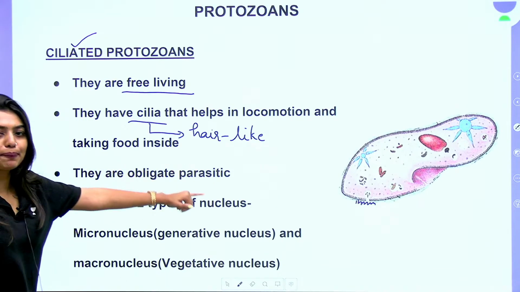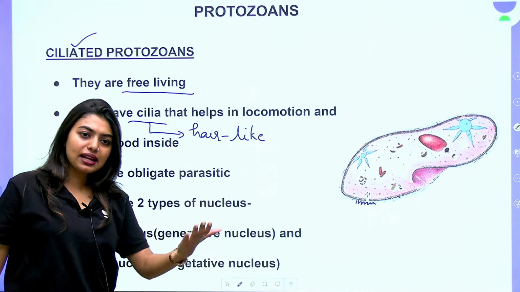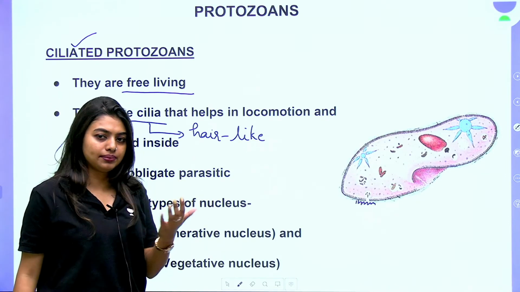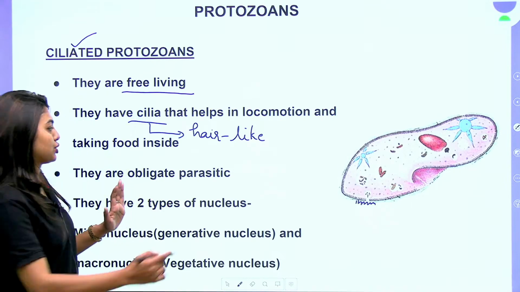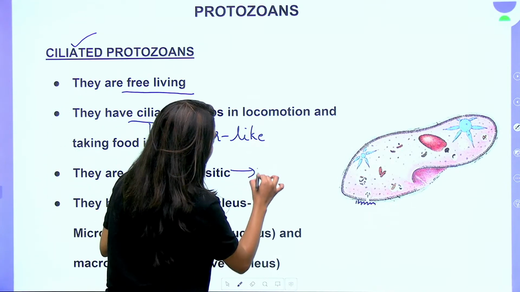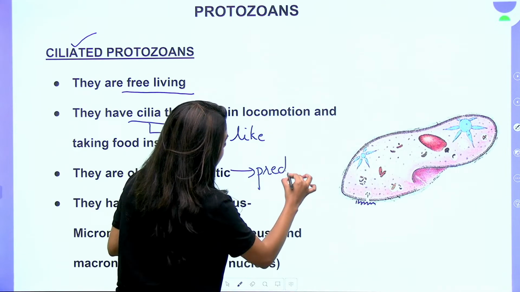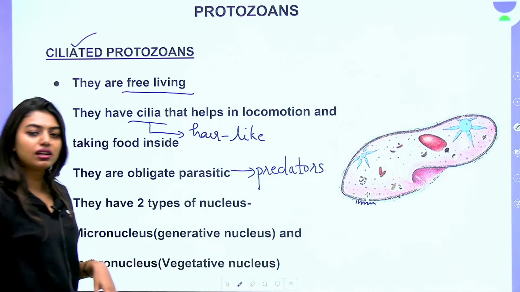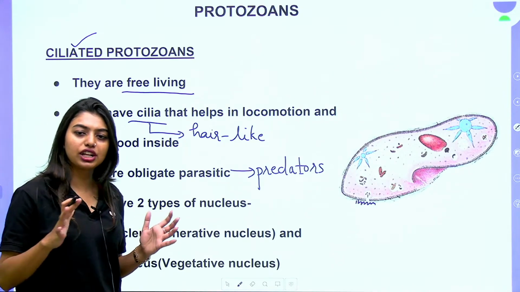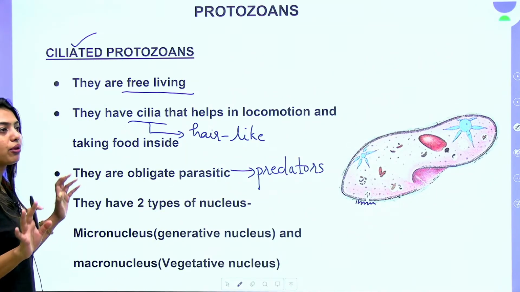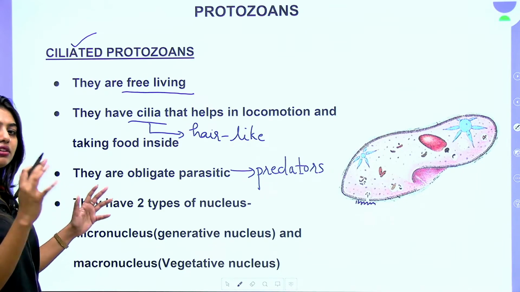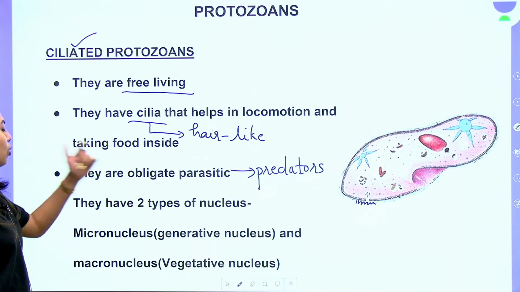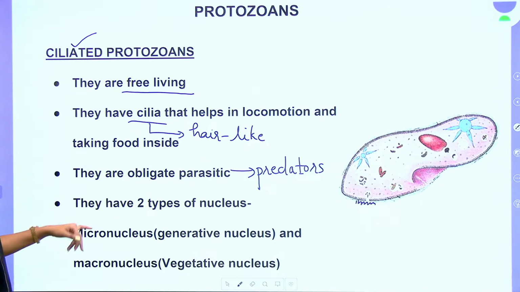They are obligate parasites, sometimes opportunists. That means they will do parasitism and predatorship. Okay, they can do both. They can be predators or parasites. Depending on the condition, they will change, students. They are chameleon in nature. They will be like, okay, today I want to be a parasite because a host is there, I will become a parasite. Sometimes I want to be a predator, I will become a predator. So, they are obligate parasites and sometimes predators.